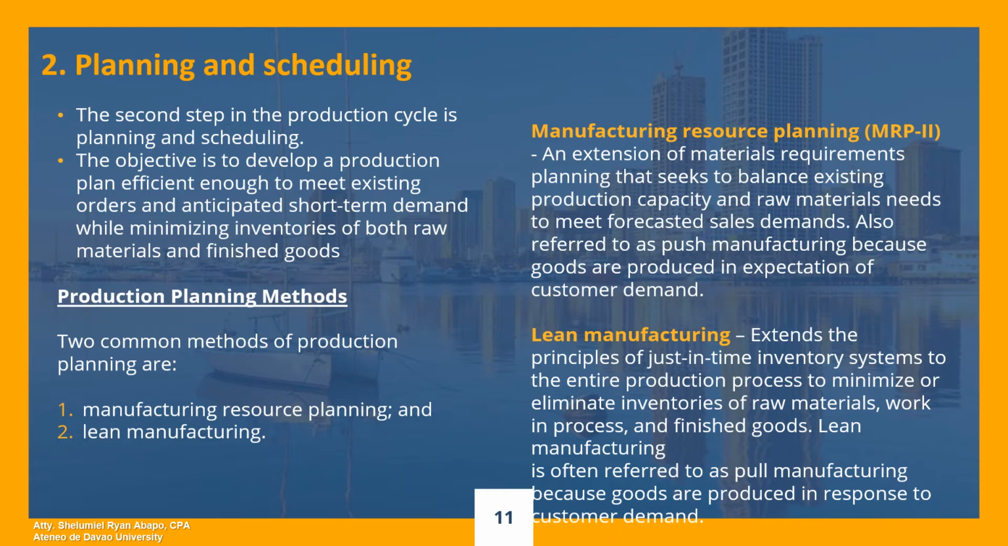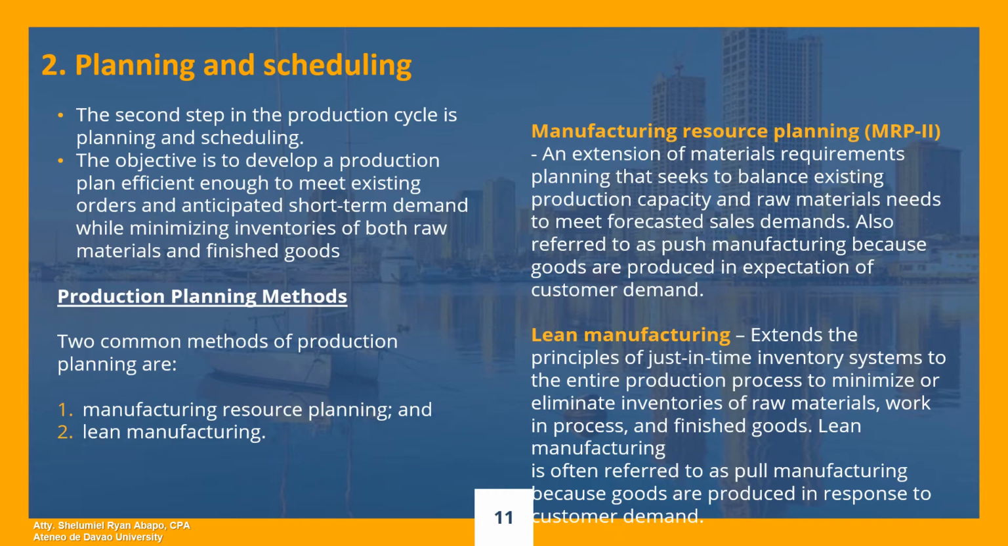Just as an extension of materials requirements planning inventory control systems, lean manufacturing, on the other hand, extends the principles of just-in-time inventory systems to the entire production process. So, diba, we have the materials requirements planning, which we call just-in-time. When you extend the just-in-time principle, class, with respect to your acquisition or maintenance of raw materials to your production process, we call that one as lean manufacturing. The goal of lean manufacturing is to minimize now or eliminate inventories of raw materials, work in process, and finished goods.